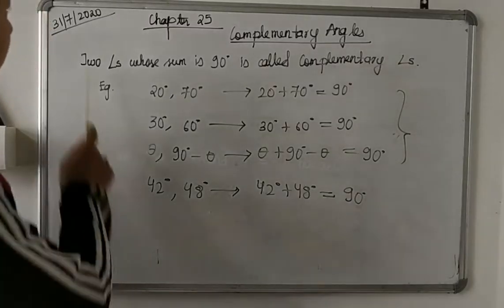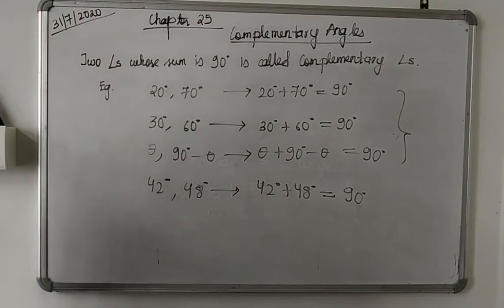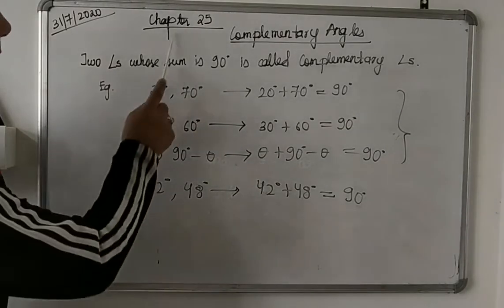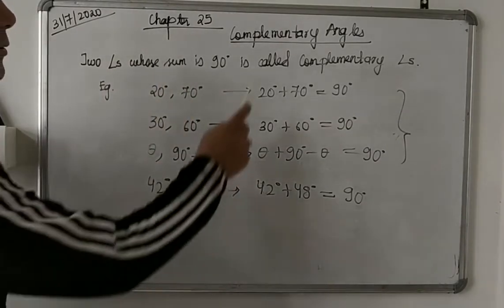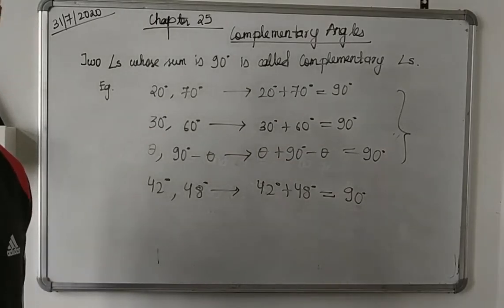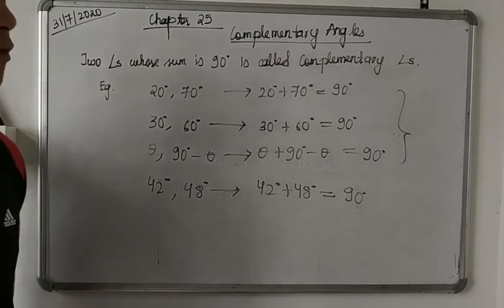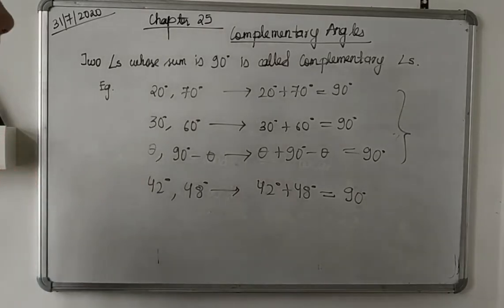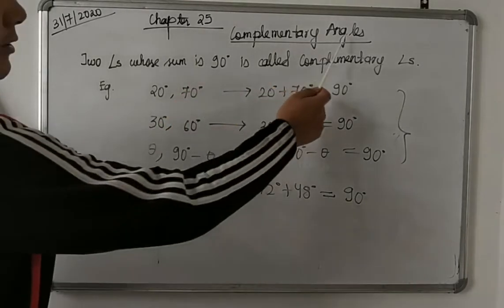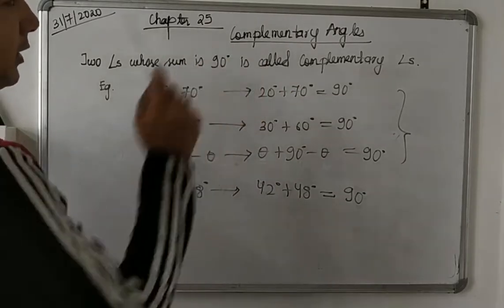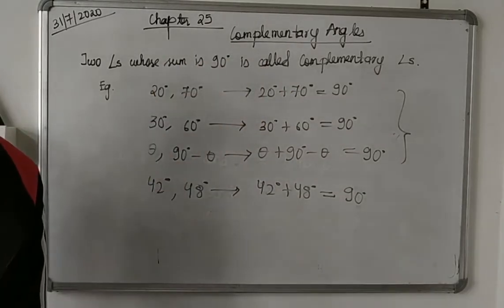So today is 31st of July and today we are starting a new chapter, that is chapter 25, and the name of the chapter is Complementary Angles. Okay? And yes, this is for third card test and one of the very important chapters for your ICSE also. So the chapter name is Complementary Angles. So let us first understand what we understand by complementary angles.